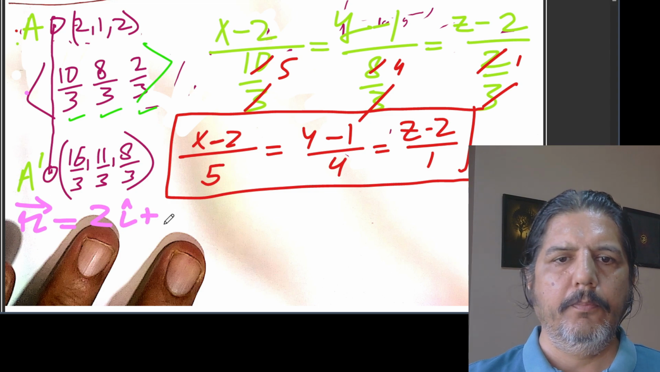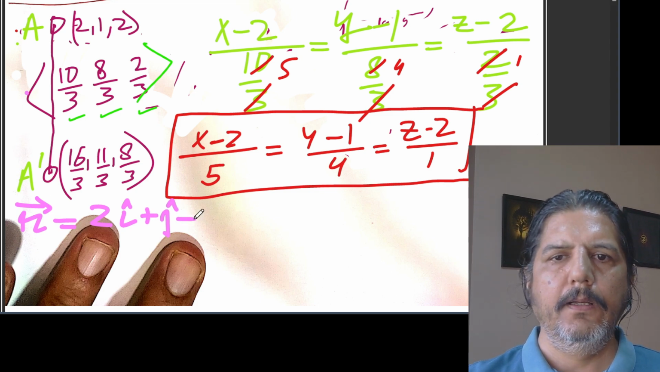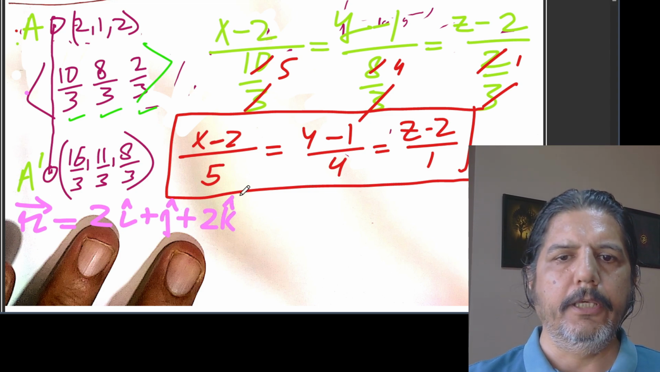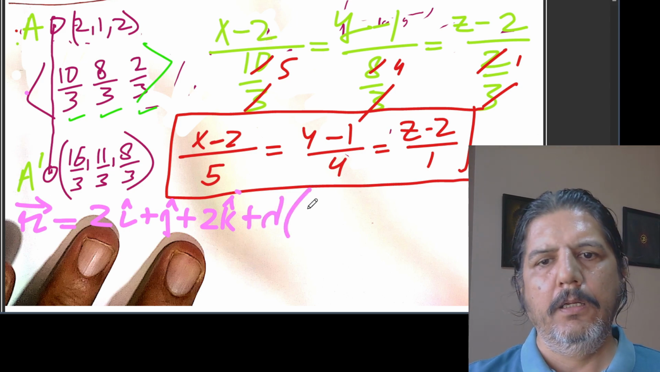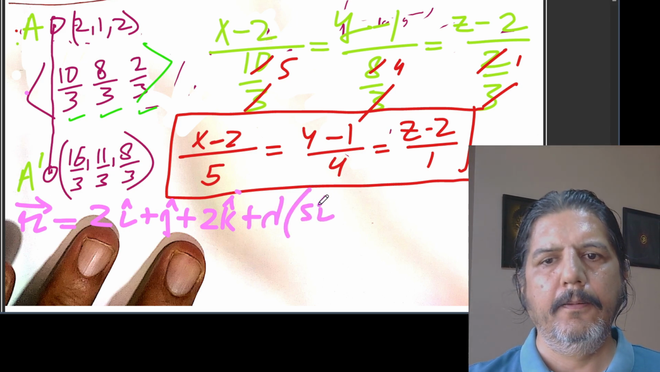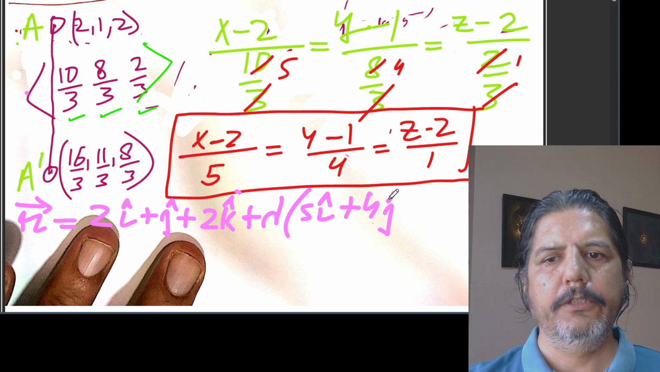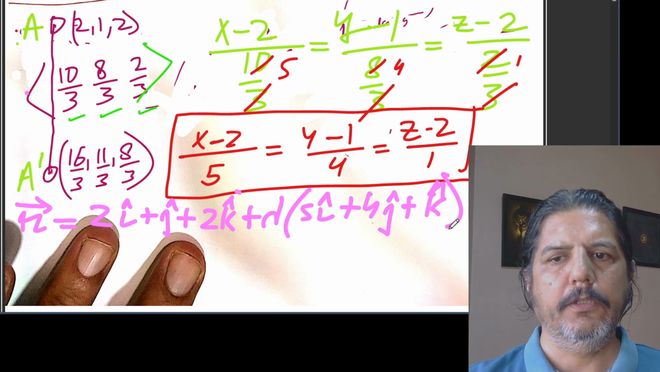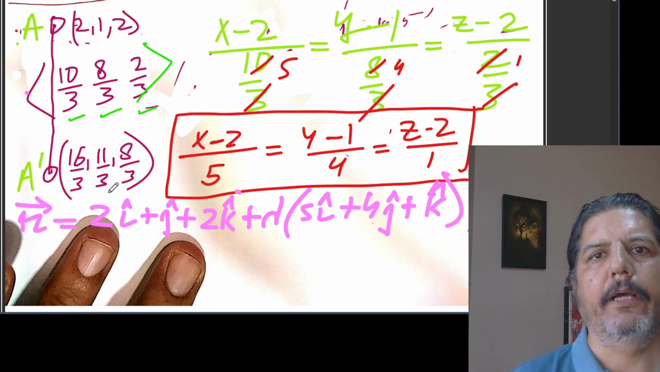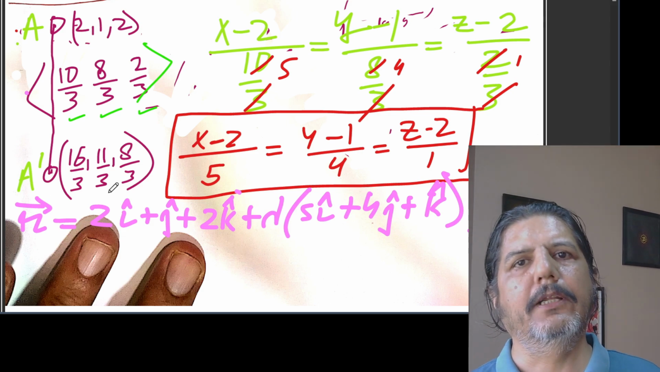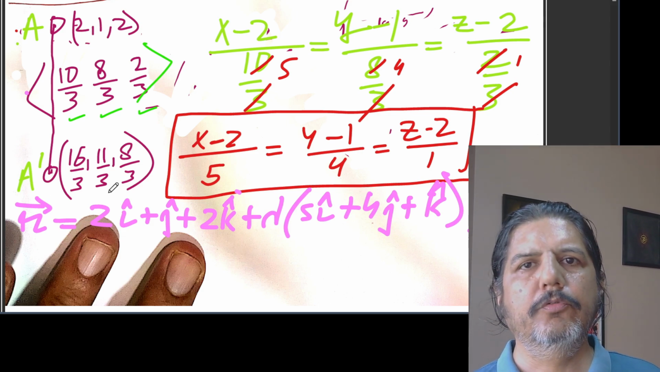2i plus j plus 2k plus lambda (4i plus 4j plus k). So in vector form as well as in Cartesian form, this would be the final answer. So I hope this was also useful.